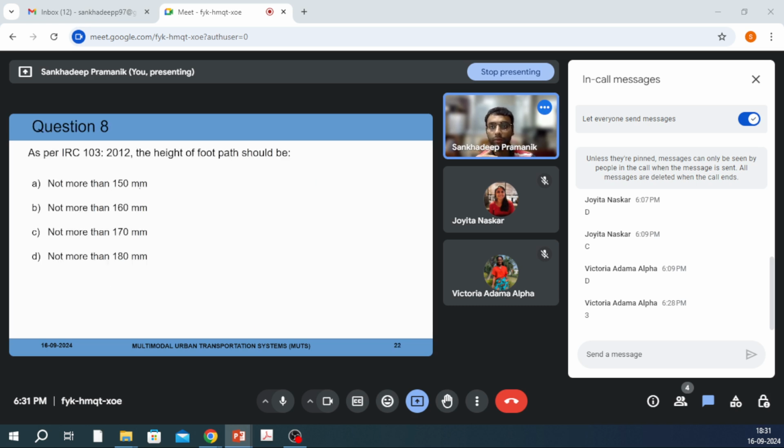As per 103/2012, the height of the footpath should not be more than 150, 160, 170, 180 mm.